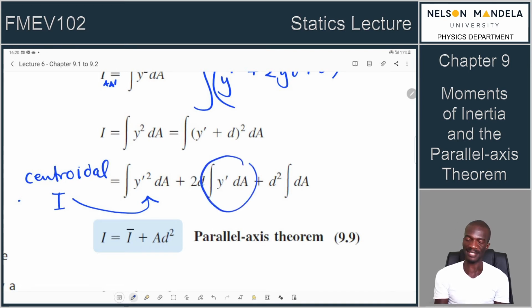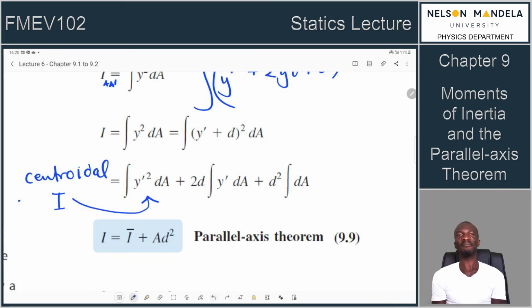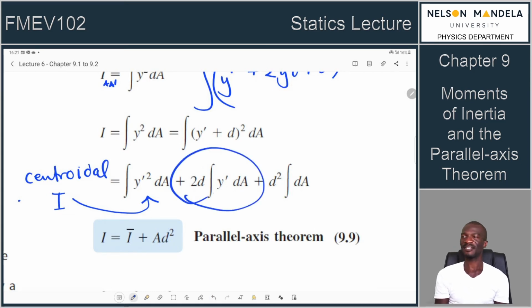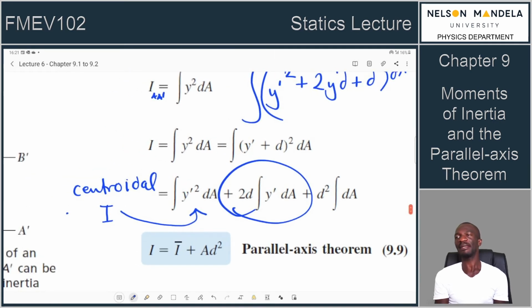How about this one? This is the first moment, isn't it? Y prime dA. This is the first moment. And the last one is just an integral of d squared dA. So obviously we'll get d squared multiplied by A. So what happens to this term in this equation? What happens to this term? If you look at that integral, that's a y prime dA.